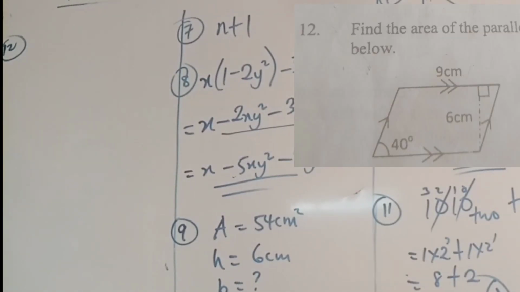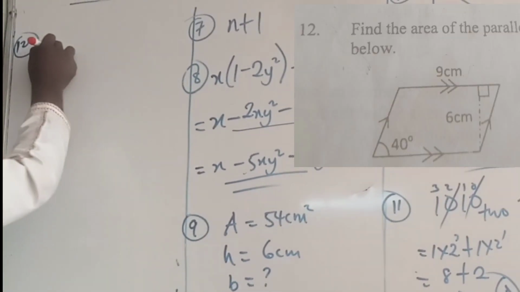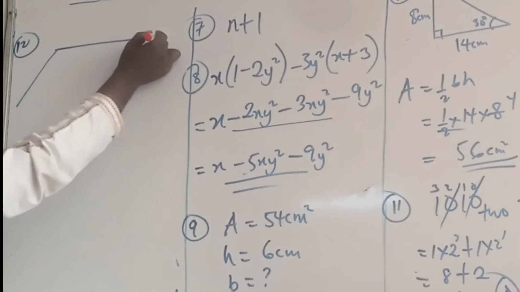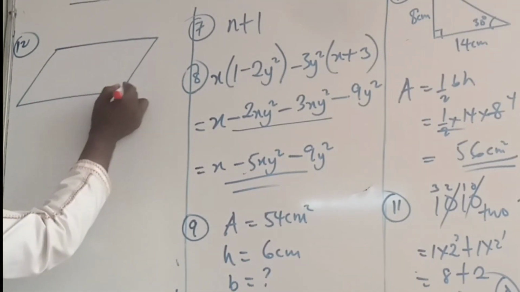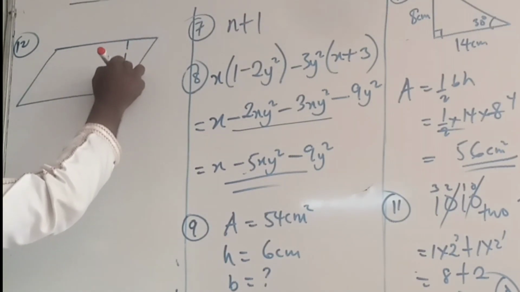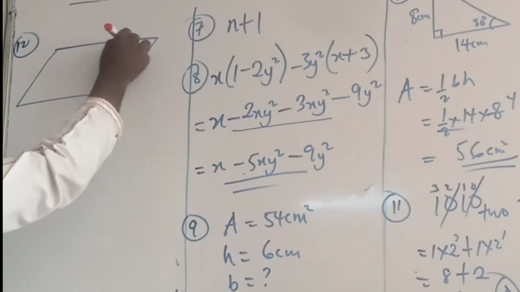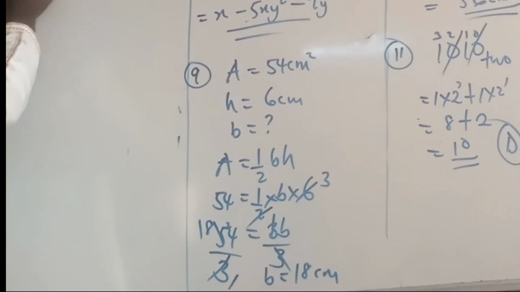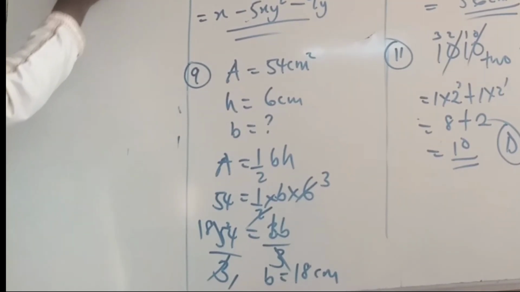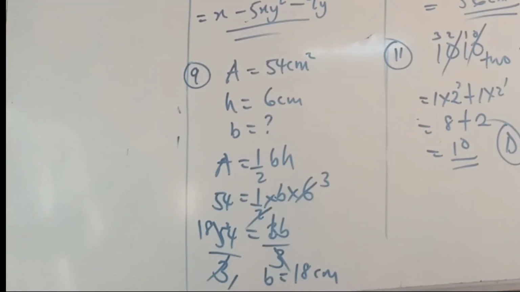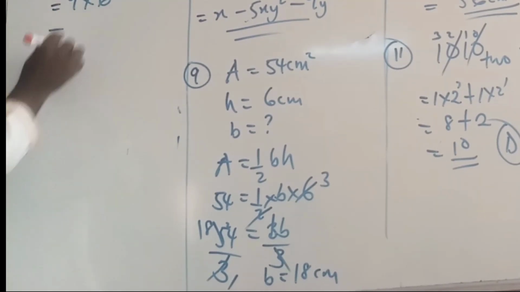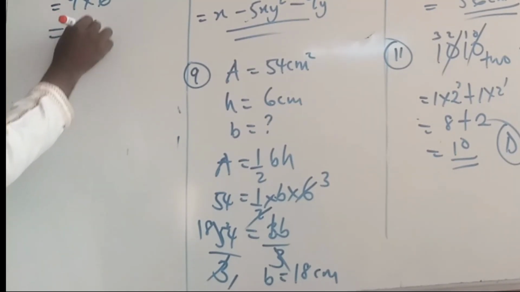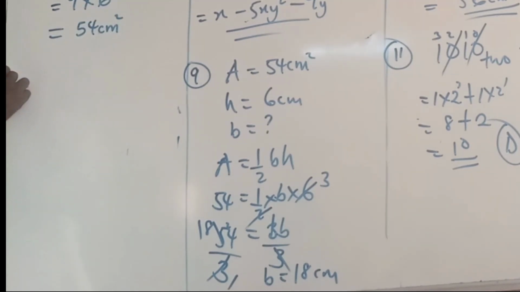What is the area of the parallelogram below? We have the parallelogram. What's the area of a parallelogram? Area of a parallelogram is base times height. Base times what? Height. What's the base here? 9 centimeters. What's the height? 6. That is 9 multiplied by what? 6. That is what? 54 centimeters squared.